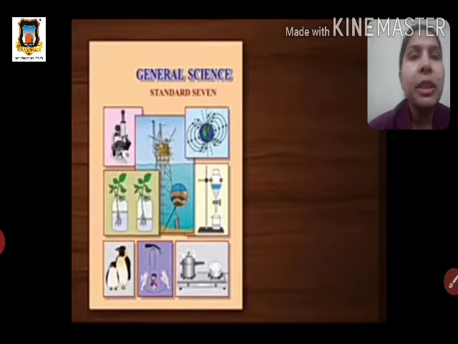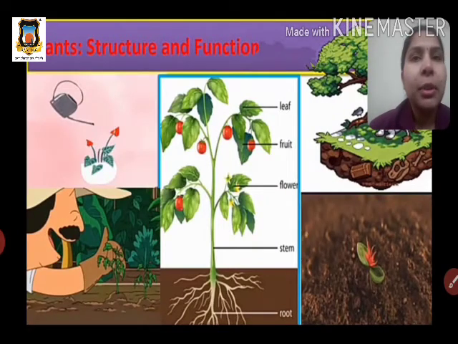So today we start our second chapter in your textbook, that is plants, structure and function. In the last lecture we completed our first lesson and its exercise question answers. Okay. So I hope you have completed your homework, that is writing the exercise question answers in your notebook. So today we start our second lesson, that is plant structure and function.